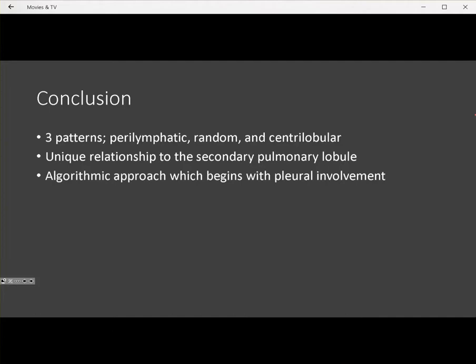Again, it begins with, does it or does it not involve the pleura? If it does not involve the pleura, then we're thinking about central lobular disease. If it does involve the pleura, are they clustered or evenly distributed? If it's clustered, it's perilymphatic. If it's evenly distributed, it's random. And then we have to know that there's a differential for each and how to approach that differential.